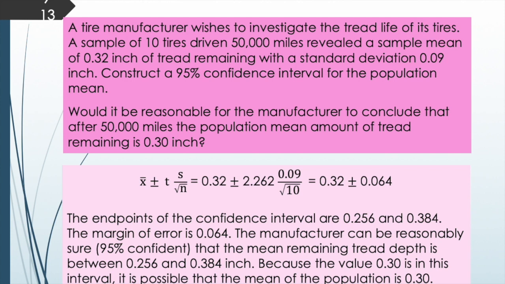But then we're asked another question. It said, would it be reasonable for the manufacturer to conclude that after 50,000 miles, the mean amount of tread remaining is 0.3? Well, does 0.3 of an inch fall in this range? Yes, it does. And so it is possible that the mean of the population after 50,000 miles is 0.30 of an inch. Okay, so one more example here that we're going to work.